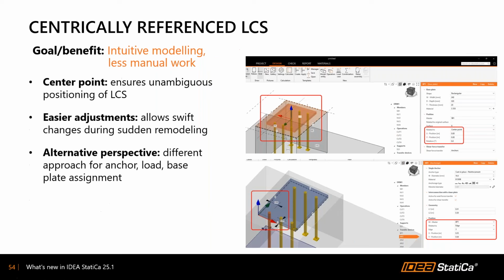Centrically referenced local coordinate system. So I was mentioning the benefits: right now the local coordinate system is positioned in the center of the base plate, and you as a user have the option to move and shift your base plate, also with the stub and the anchors. This is the great benefit compared to the previous version, because it gives you a higher chance to move everything properly to the specific place.